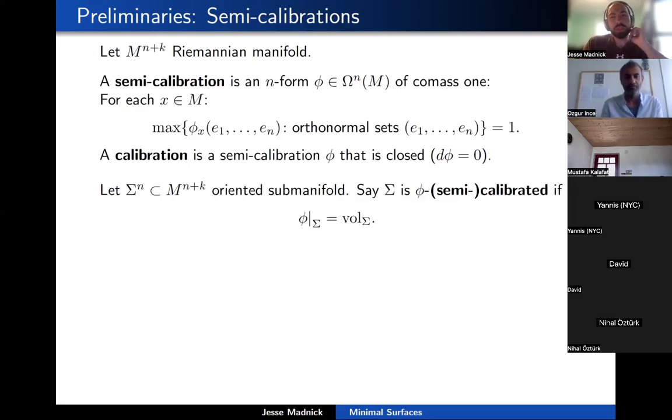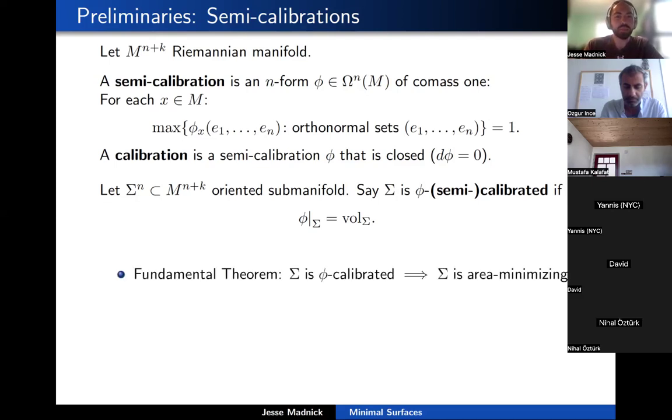Notice that already with the definition of semi-calibration, we can talk about what it means for an oriented submanifold to be semi-calibrated. It's the same exact definition as in the previous lecture. If I have an oriented submanifold sigma of dimension n, which is the same degree as the form phi, I can say that sigma is semi-calibrated by phi if phi restricts on sigma to be the volume form of sigma. You say it's calibrated, of course, if phi is a calibration.